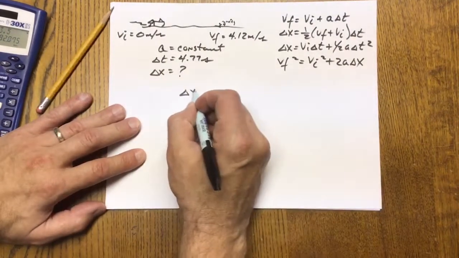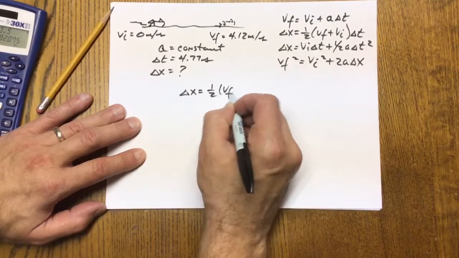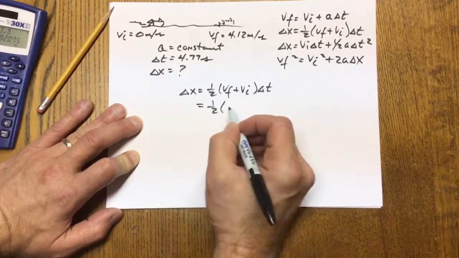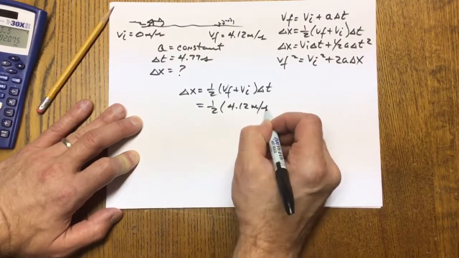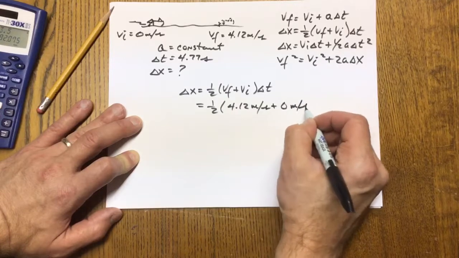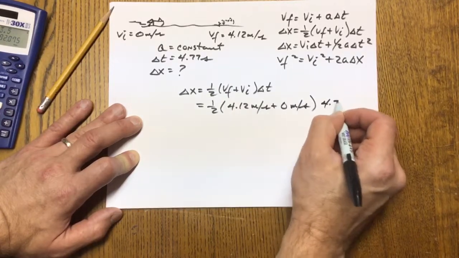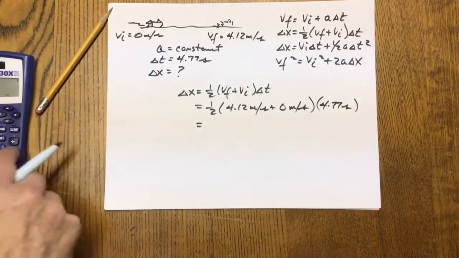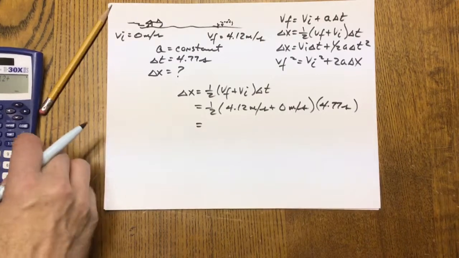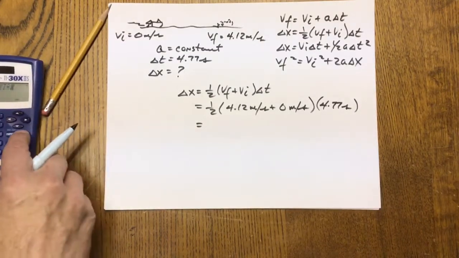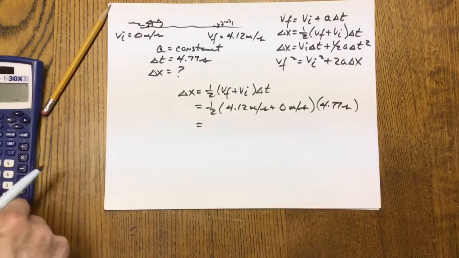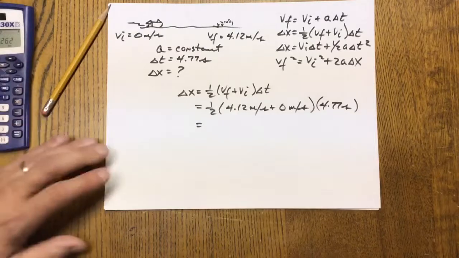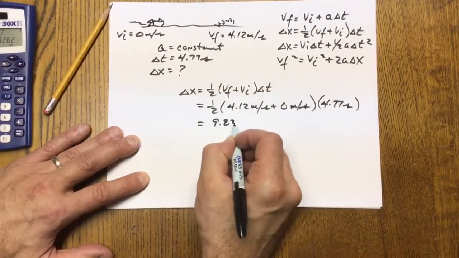So delta x being equal to 1/2 (Vf plus Vi) delta t, which is equal to 1/2 of (4.12 plus 0). That's the average velocity, times 4.77 seconds, which gives 9.83 meters.